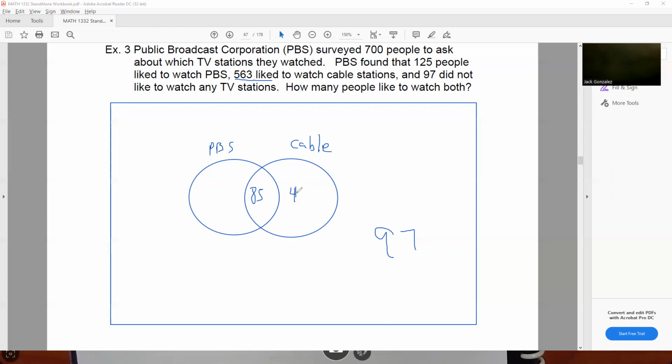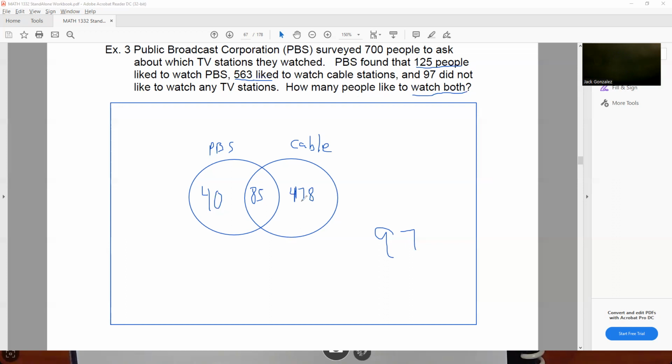You know, they didn't ask us to fill in all the blanks. It'll help us get used to it. Yeah, 125 minus the middle part. 40. Okay. But the answer they wanted was how many people like to watch both? Yeah, 85. This is the one they wanted.